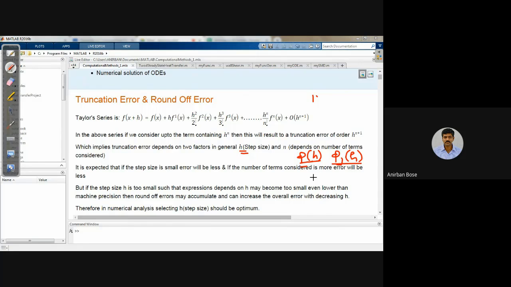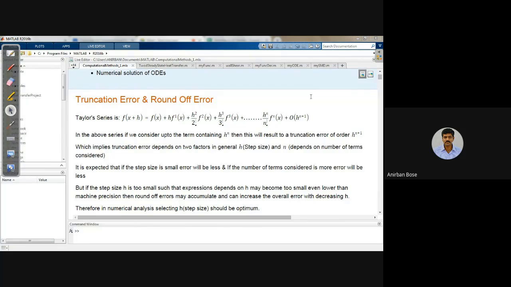If h is so small that an expression containing h might be below the machine precision, the machine will not be able to distinguish, and that is why the error will again pile up or increase. So that is also possible. That kind of error is called the round off error. So you can understand that too small a value of h is also not suitable.